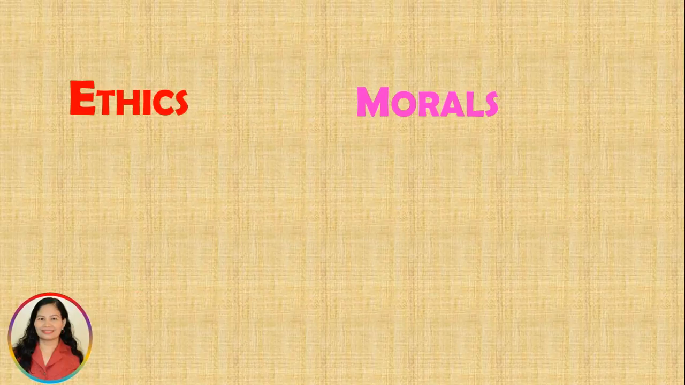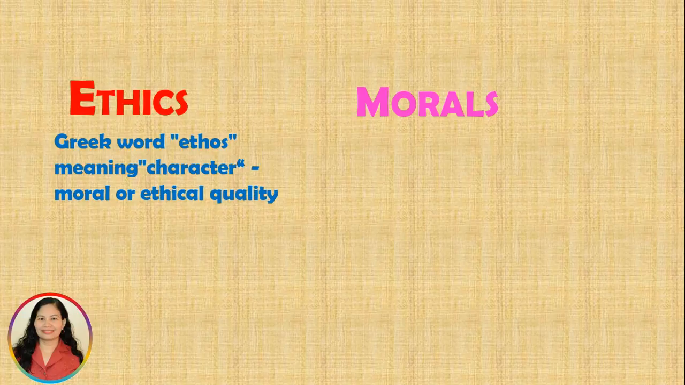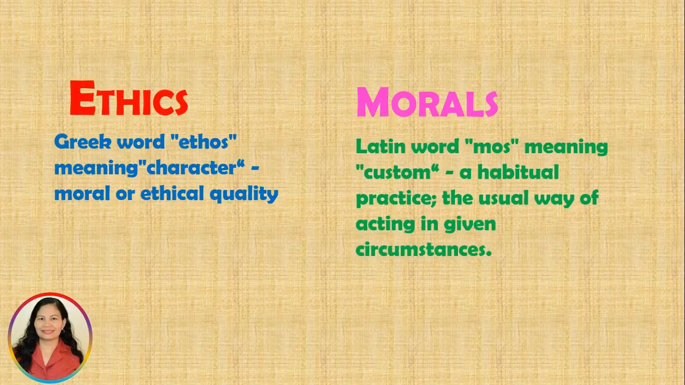In order for us to understand ethics better and to become adept in decision making, let's have the comparison of ethics and morals. Ethics originated from the Greek word ethos, meaning character. Character means moral or ethical quality like honesty, integrity, etc. Morals originated from the Latin word mos, meaning custom, a habitual practice, or the usual way of acting in a given circumstance.